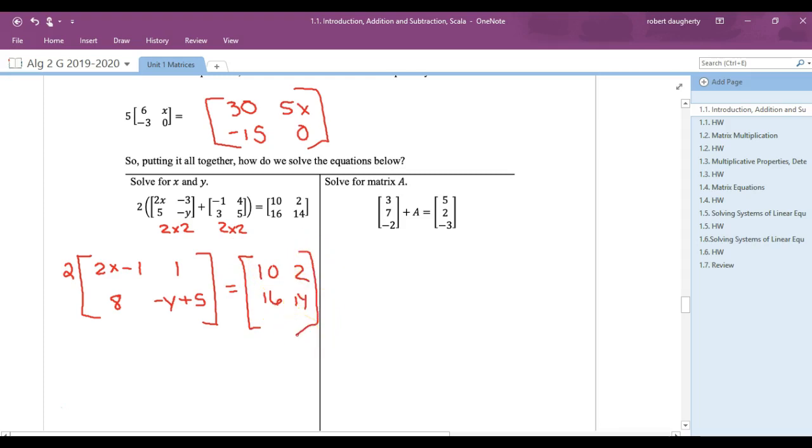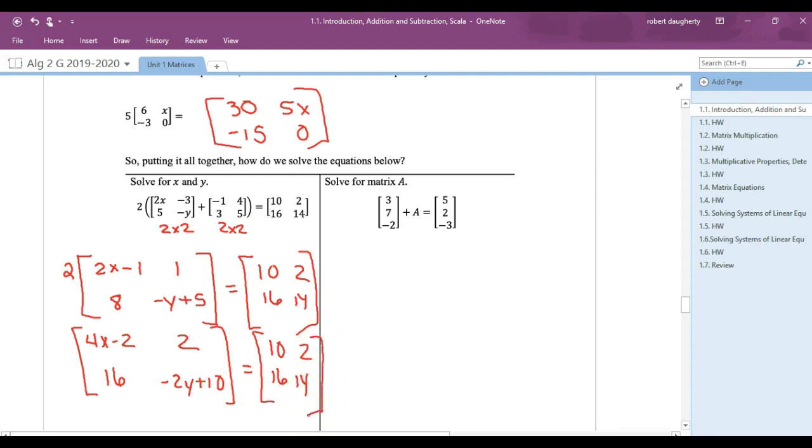Now what do you think I do? Yeah, multiply everything on the left by 2. What happens when you multiply 2 times 2x minus 1? Yeah, 4x minus 2, 2, 16, negative 2y plus 10. All of this equals 10, 2, 16, 14. This is where we started the lesson.